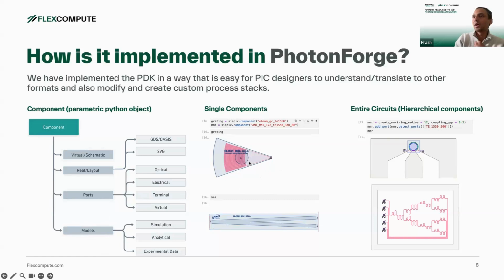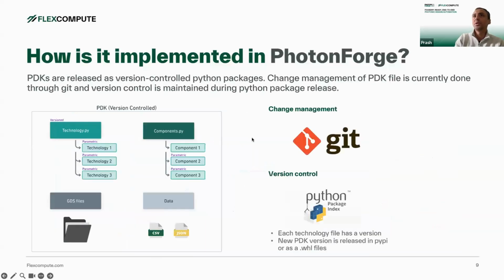Models can be based on simulation. For instance, we can run an FDTD simulation on this grating coupler and build a model for that. Or we can have some analytical ones. If you have a long waveguide, it probably doesn't make sense to do an FDTD calculation. So there are ways to do a semi-analytical calculation to extract the S parameters for this device, right? You can also have models that are based on experimental data. You can take measured data, load it, and build models for it. So all of this is supported within Photon Forge.